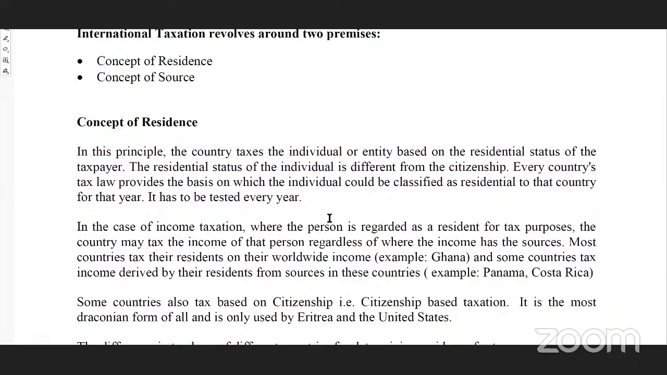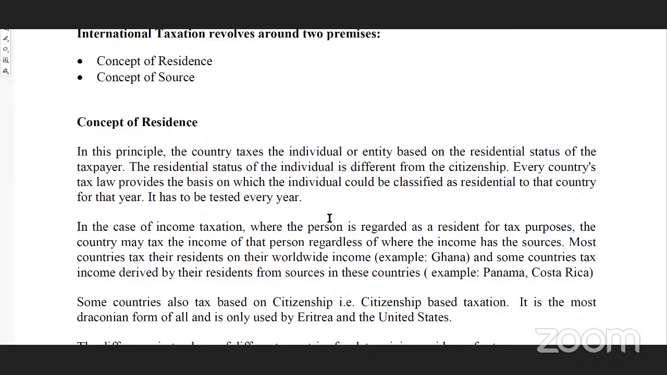So the residence status of an individual is different from citizenship. Sometimes they are the same. I don't want to bring confusion in the minds of people, but there's a difference between residence and citizenship. However, you can be a resident and not be a citizen, and you can be a citizen.